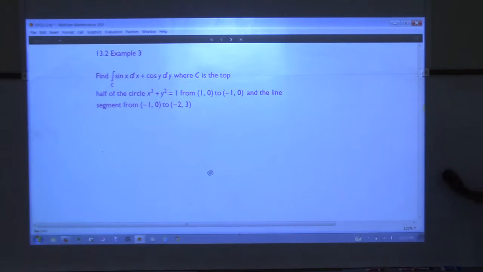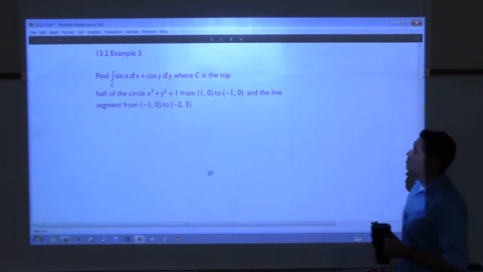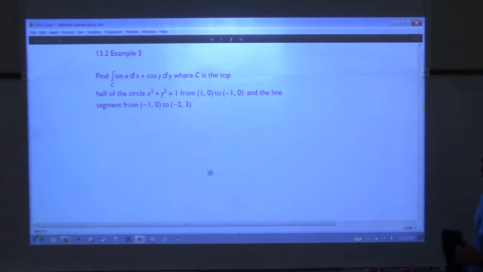All right, so let's try this. Let's try the line integral along C of sine x with respect to x plus cosine y with respect to y, where C is the top half of the circle, x squared plus y squared equals 1, from (1, 0) to (negative 1, 0), and the line segment from (negative 1, 0) to (negative 2, 3).